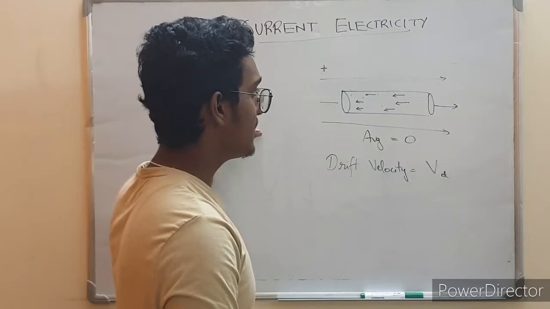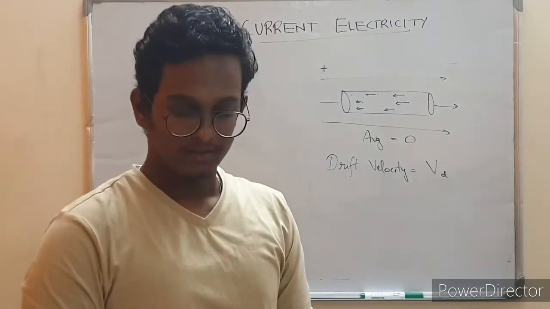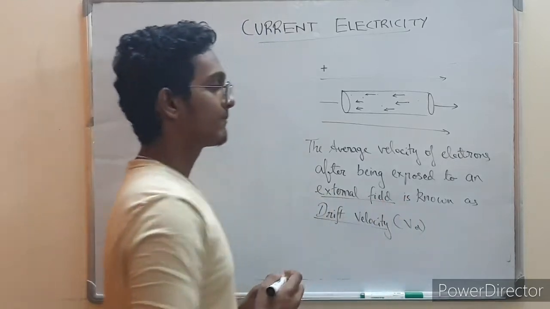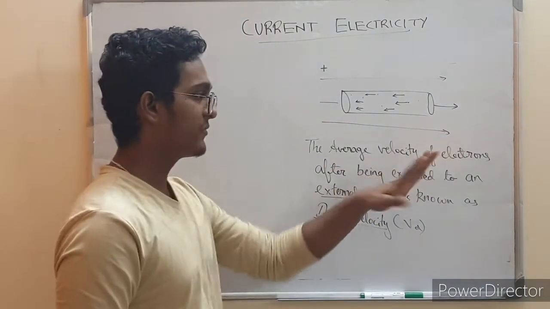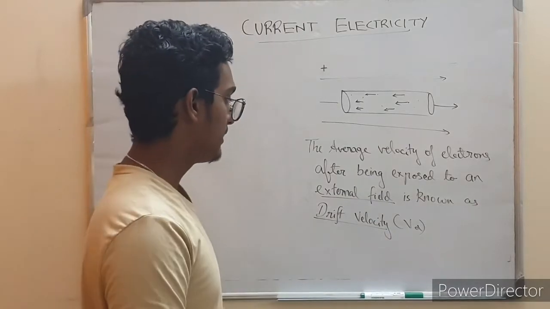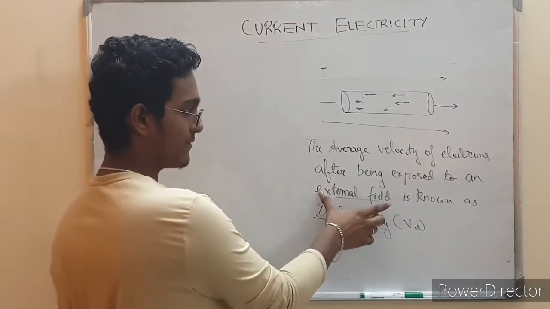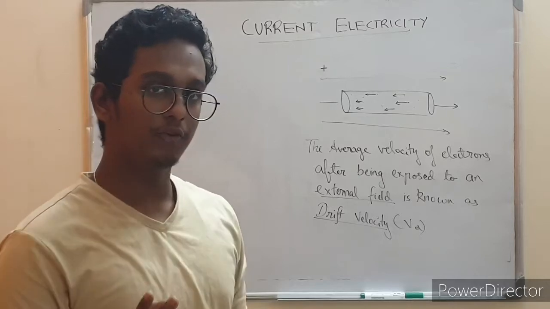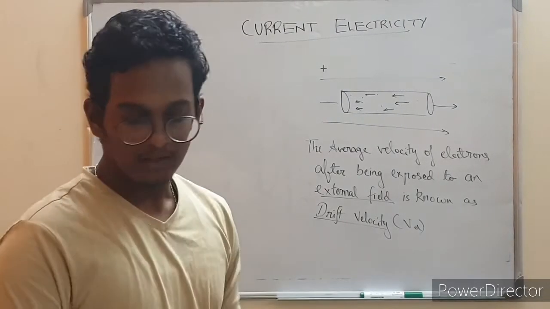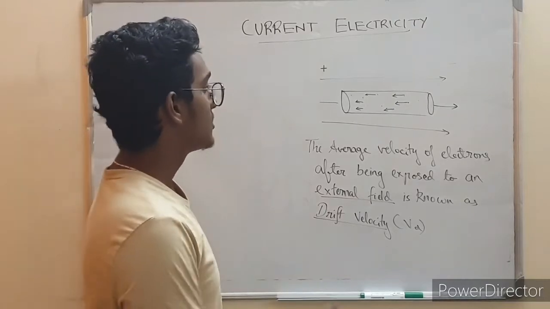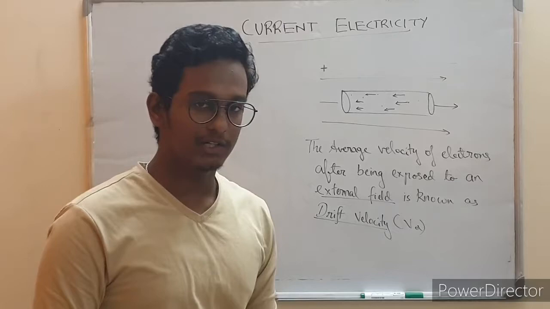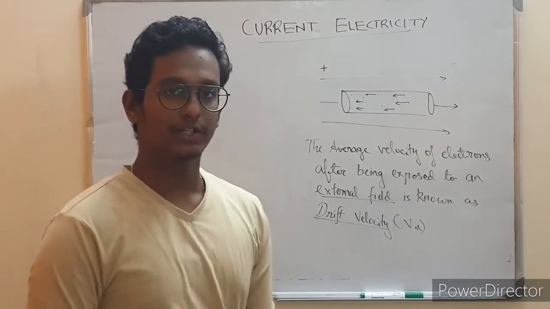I'll write down the definition and then we can go to the derivation. So this is the definition. The average velocity of electrons after being exposed to an external field is known as drift velocity, and you must remember that it should be an external field, or else the electrons will just cancel out on their velocities. So now let's look at the derivation. Before going to the derivation, there's one more term we need to know, which is known as relaxation time. So let's see what is relaxation time as well.